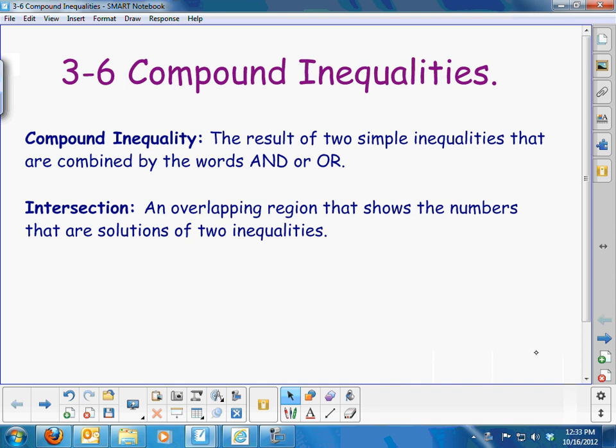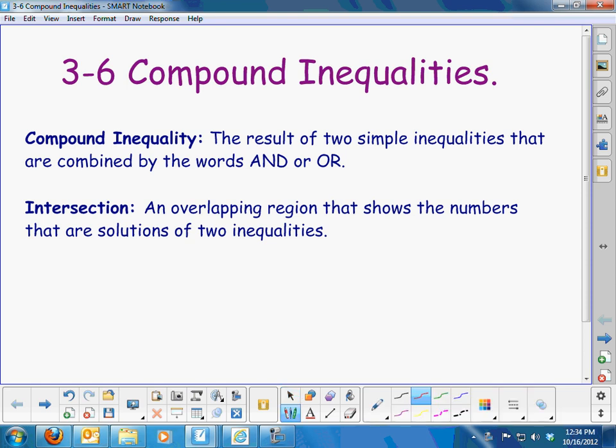What we're going to talk about today are compound inequalities. Now, this word is probably unfamiliar to you, but by the end of this lesson you're going to know exactly what we mean by a compound inequality. A compound inequality is the result of two simple inequalities that are combined by the words "and" or "or."